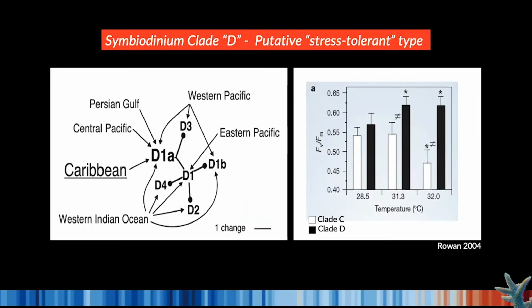So again, Rowan started looking at some of the photophysiologies of members of clade C and clade D, and as you start to elevate temperature, the clade C symbionts display that photoinhibition typical of a low temperature, low light symbiont. But the clade D symbionts, no change whatsoever. Their photosystems were chugging away just perfectly at 2 to 3 degrees higher temperatures. So definitely some stress tolerant symbionts within the clade D. And the interesting one I'm going to get to is trenchi, because it has a unique ecology in the Caribbean.